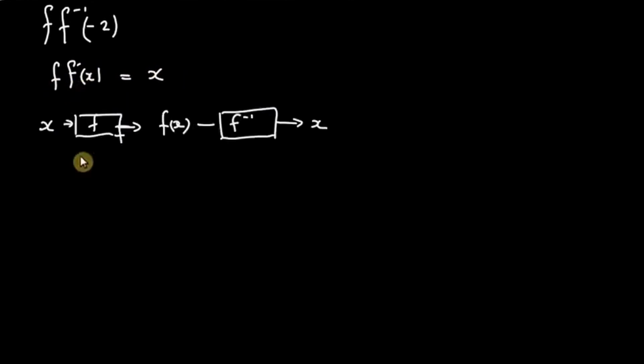Finally, we need to find f into f inverse of negative 2. Now f into the inverse of x is equal to x. This simply means that if we apply x to a function f, the result will be f of x. Now if we apply f of x to its inverse, we will get the original value of x. This is equivalent to undoing the operation. So f inverse of minus 2 back into f is equal to minus 2.